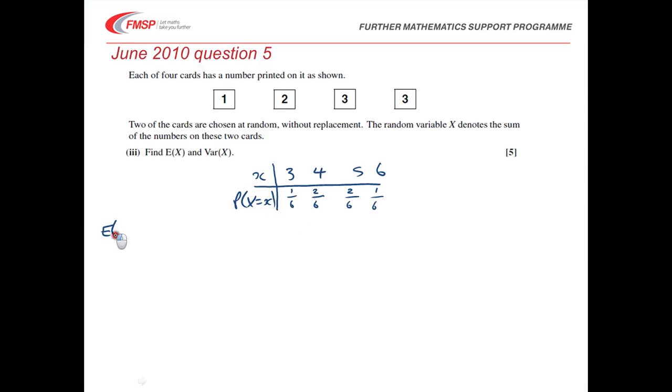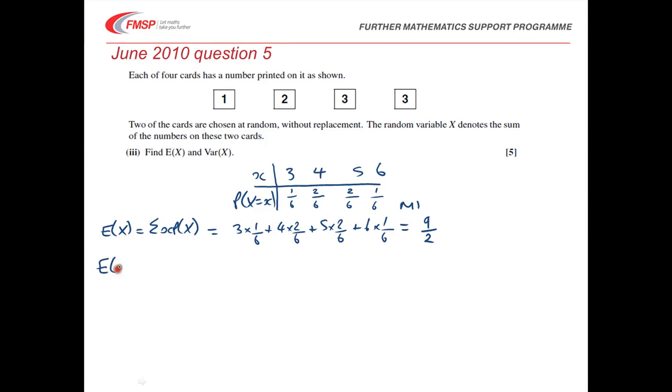Again, E of x is equal to the sum of x times their probabilities. So we can have 3 times 1/6 plus 4 times 2/6 plus 5 times 2/6 plus 6 times 1/6. Okay, so you've now demonstrated the working out of the expectation, so you've got a method mark. And if you work all of that out, you're going to get 9/2. Or you could equally keep it out of 6. 27 out of 6 would be fine, but you're quite used to correcting and simplifying these.